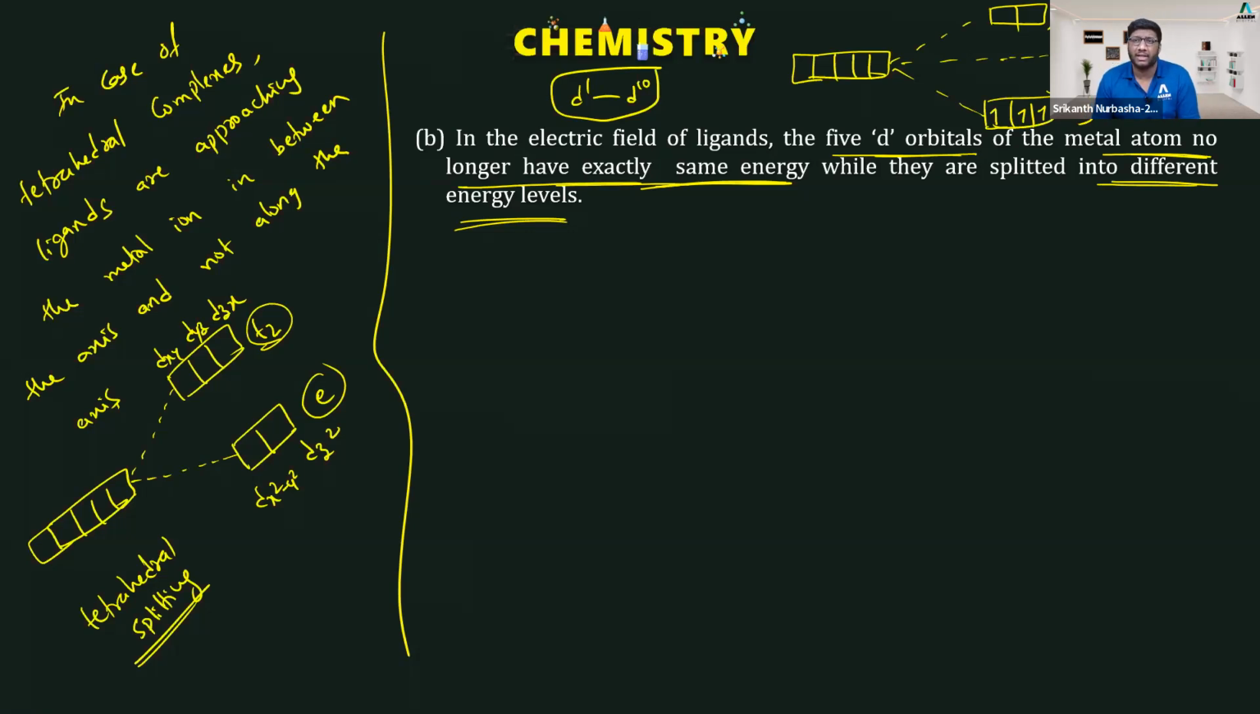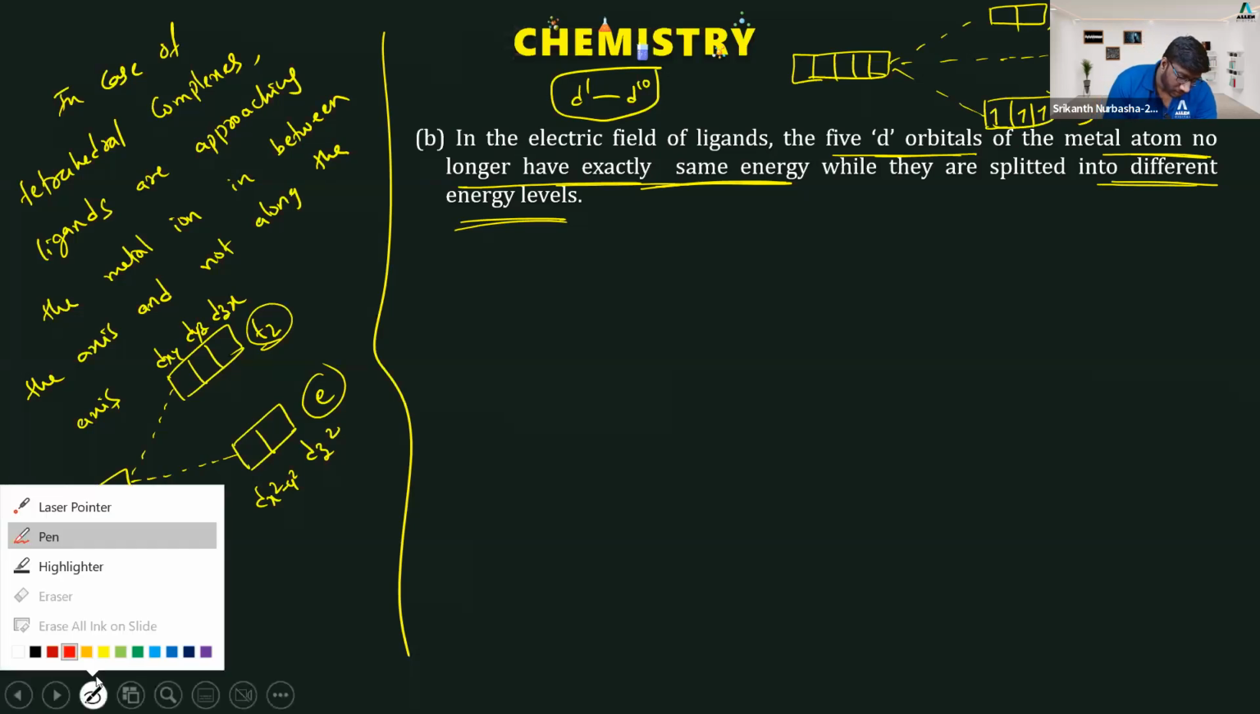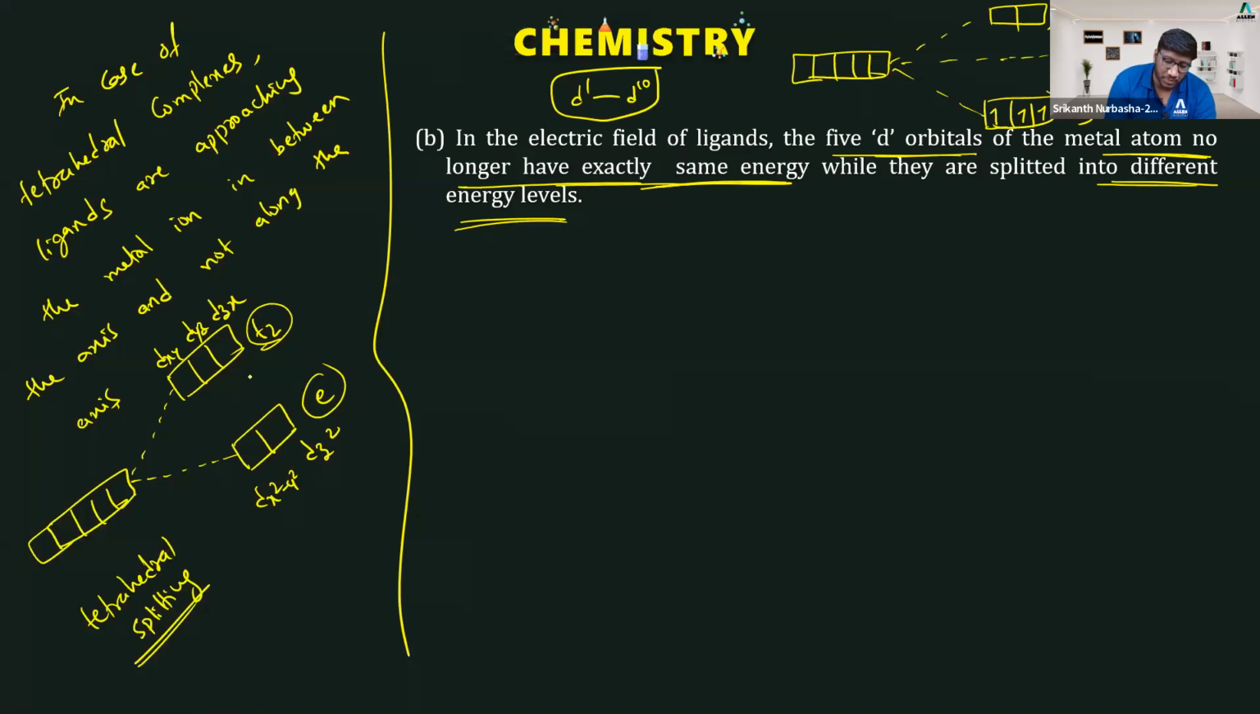In the same way, tetrahedral complex splitting is also seen. If you look at tetrahedral splitting, the ligands have lobes in between the axes, so they will experience more repulsion. That is why T2 is up and E is down. And in the square planar complex also we have seen dx square minus y square will experience the highest splitting, then dxy, then dz square, and then dxz and dyz. So let us look at the same from the animation point of view.